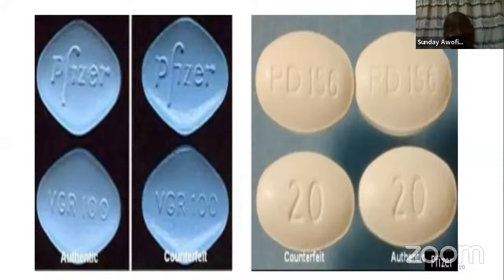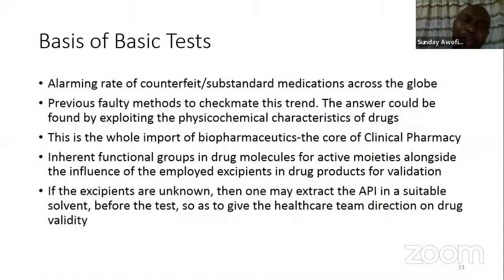And so we will need to do tests like this to be able to take the wheat from the chaff so that we can have results. Otherwise, all of this kind of stuff will keep messing us up. So, the basics of basic tests. Number one, the alarming rate of counterfeit and substandard medications across the globe. All this pharma fraud, and not even the big pharma, even everybody's interested in drugs now. And people want to just put blanks and label them and do all of that, okay? Then we have a lot of previously adopted faulty methods to checkmate this trend. We've used the computer code stuff, send a message, and those things are just not working.